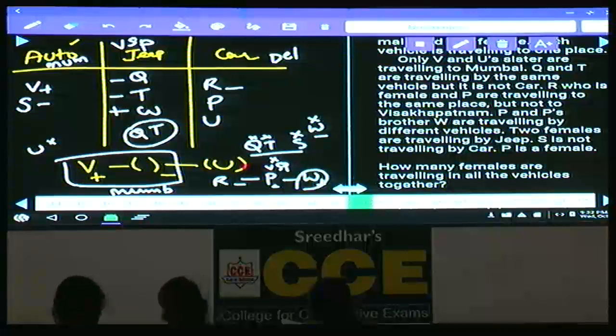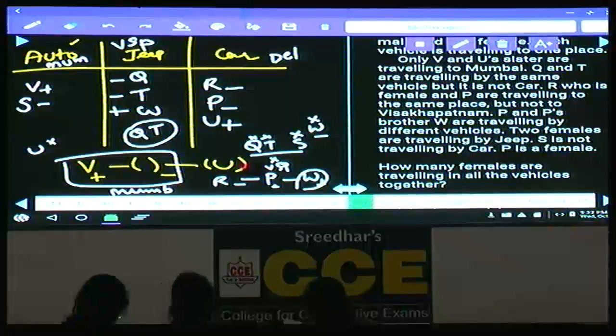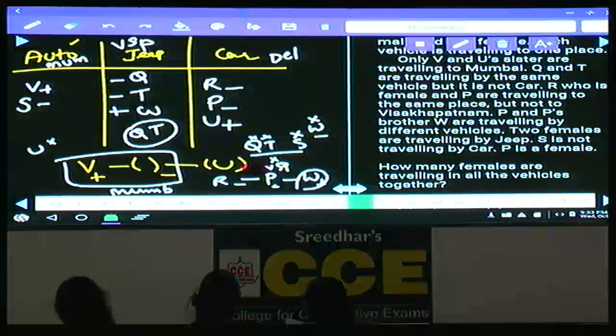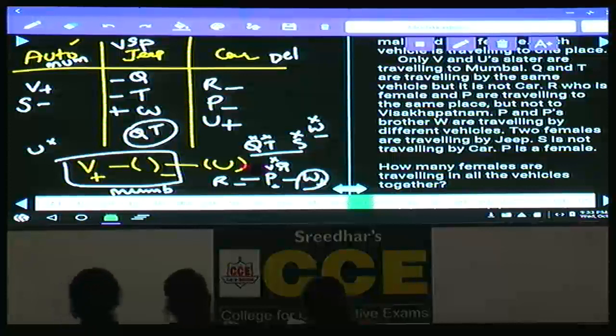S is not traveling by car, P is a female. As P is a female, then what is the gender of this U? U must be a male, because there must be at least 1 male and 1 female traveling by this one. Done with this? Hence, 2 persons V and S are going to Mumbai by auto, and 3 persons Q, T and W are traveling by jeep to Visakhapatnam, and 3 persons P, R and U are traveling to Delhi by car. Done?